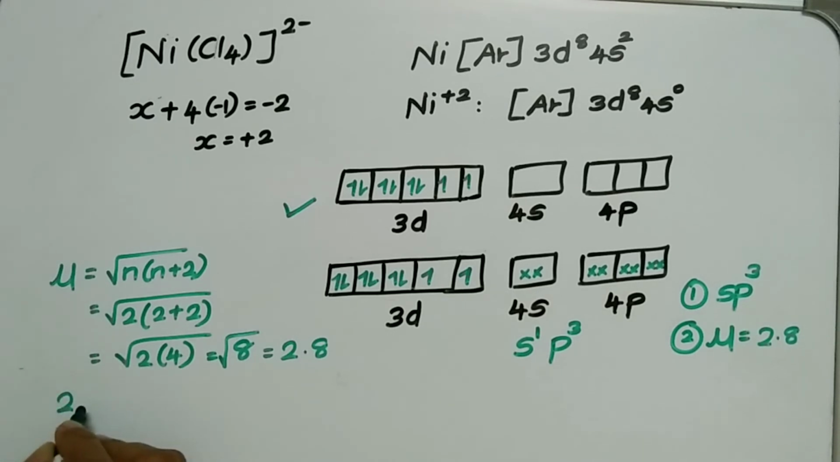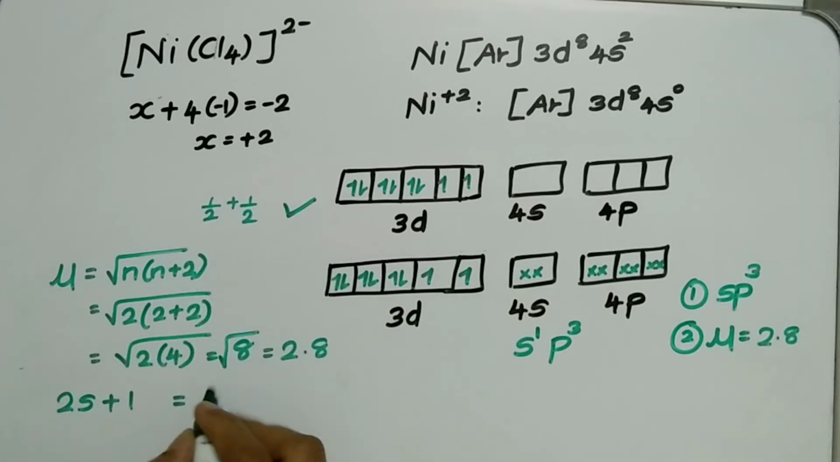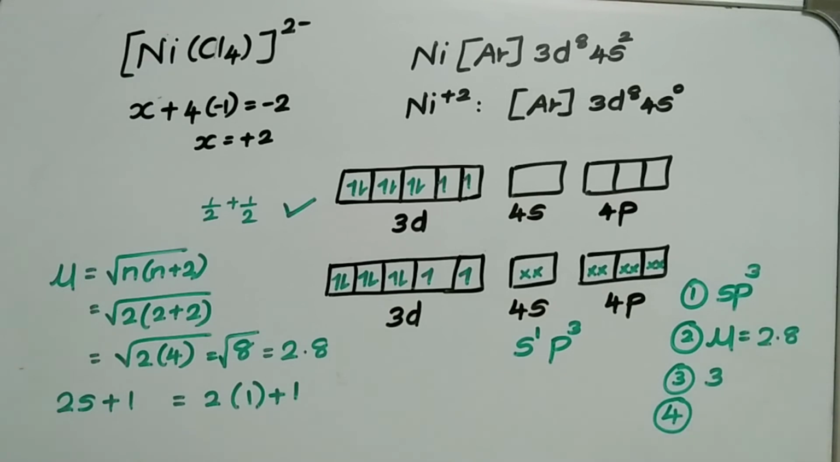Next, spin multiplicity, 2s plus 1. How many unpaired electrons are there? 2 unpaired electrons. So, 2 unpaired electrons means s is half plus half, 1. So, 2 into 1 plus 1. What is the spin multiplicity? 3. So, spin multiplicity is 3. The last property is whether it is paramagnetic or diamagnetic. Here we can see unpaired electrons are there, so it is paramagnetic in nature. Fine. This way, you can find the properties of any complex given according to VBT.